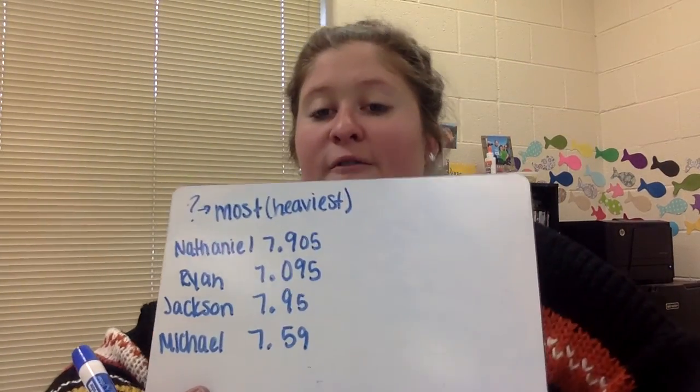So in layman's terms, lowest means heaviest. So who had the heaviest book? And I'm going to copy the table. Okay, well it says Nathaniel, and his was 7.905. Ryan's 7.9095. Jackson 7.95. Michael 7.59. So now I've pulled all the information out of the problem I need.